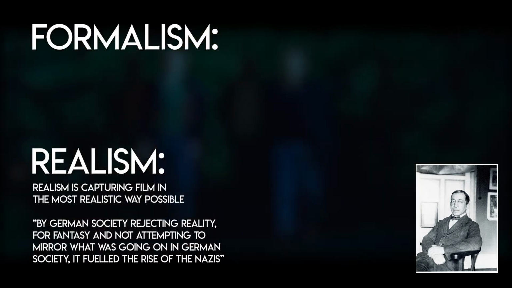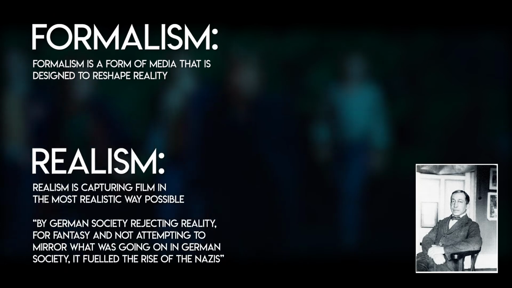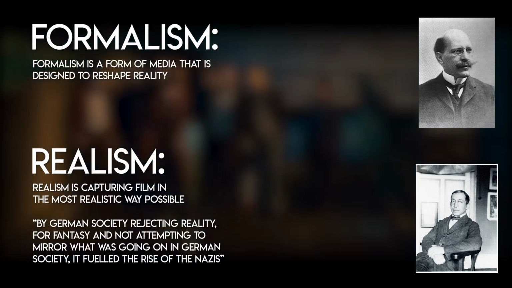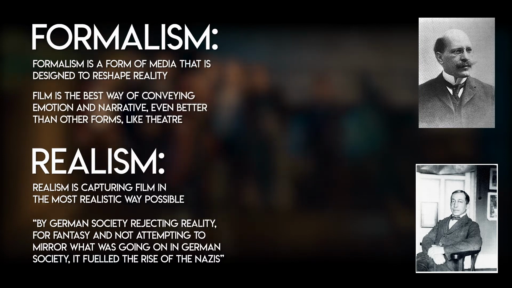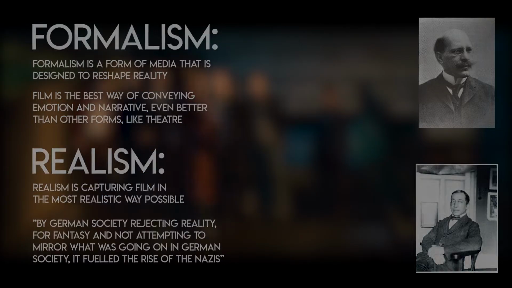On the other hand, formalism is the complete opposite. Formalism is a form of media that is designed to reshape reality. And people like Hugo Münsterberg believe that film is the best way of conveying emotion and narrative, even better than other forms like theatre. An example of realism is the movie Ned's.